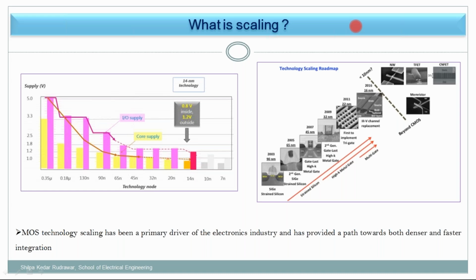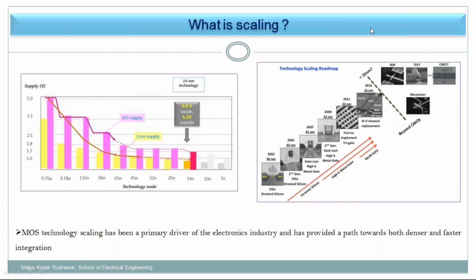Only I'm not changing length. All the parameters will be changing, that is the n plus region doping, or the width of the device, or other parameters we are having, they will also shrink. It is not only the length of the device that is shrinking. Hope the things are clear.